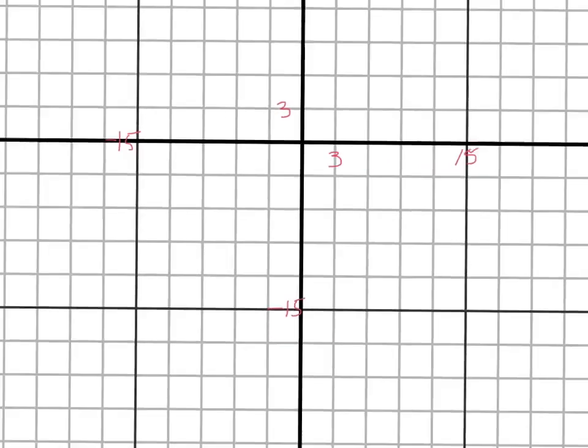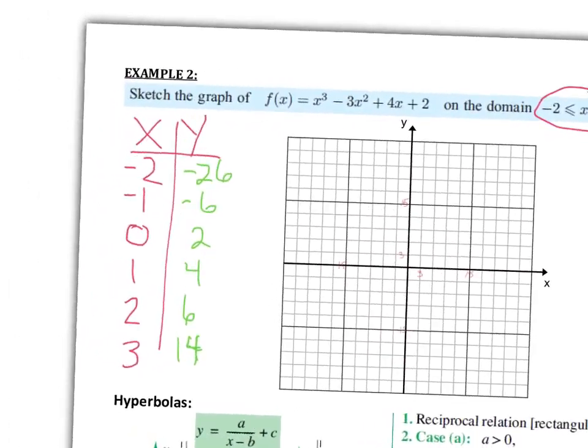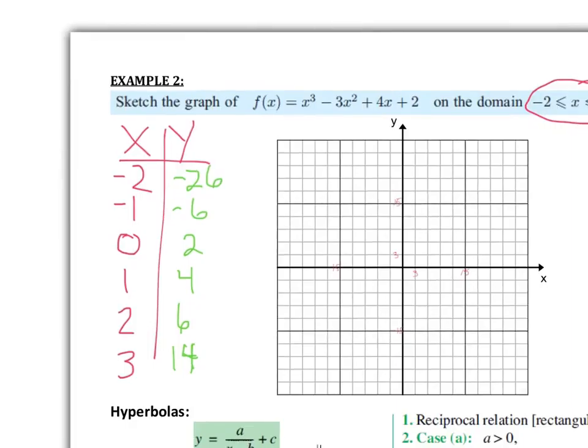Okay, so I just want you to know what I'm counting by, and now I should be able to effectively graph. All right, so over -2 and down -26, that's going to be 15, 18, 21, 24, 26 is going to be down in here somewhere. All right, and then -1, -6, that's going to be right about there. 0 and 2, that's going to be right about there. Go over 1 up 4, that's right about there-ish. And then over 2 up 6, that's going to be somewhere in there. And then over 3 and up 14, right about there.